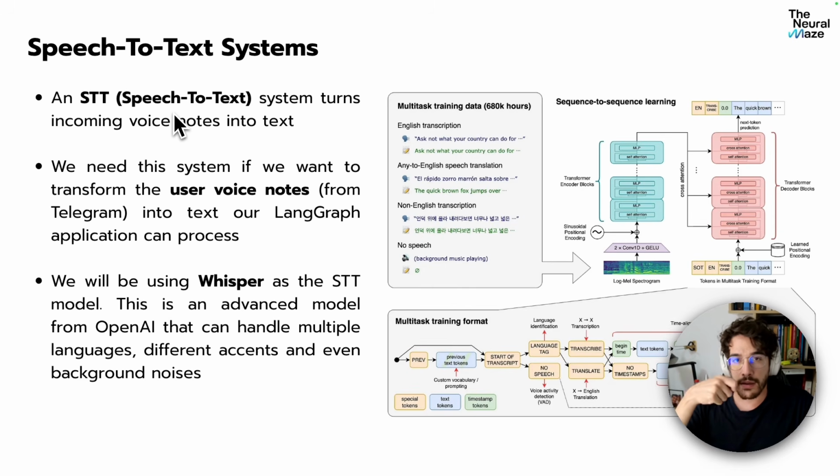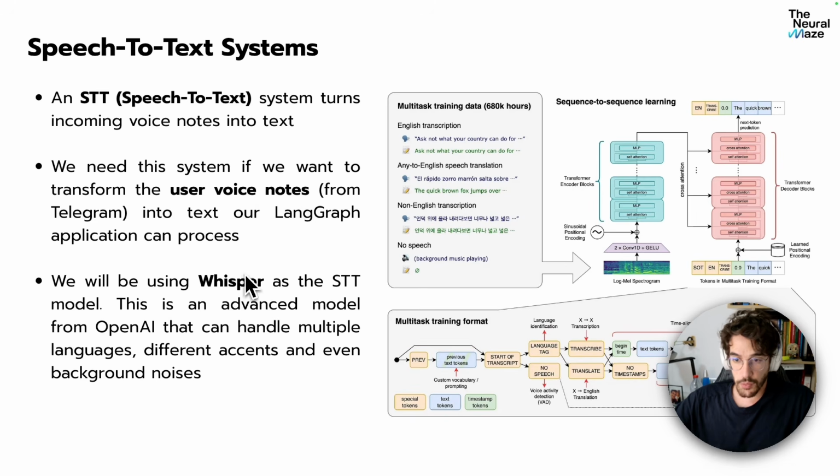Whenever we send an audio note using Telegram, like sending a voice note, telling anything we want to the Telegram bot, this audio note is going to be transcribed with an STT system. It's going to take the speech contained in the audio note and transcribe this audio into text. And this text is going to serve as input to the LangGraph workflow. All right? I think that workflow is pretty clear.